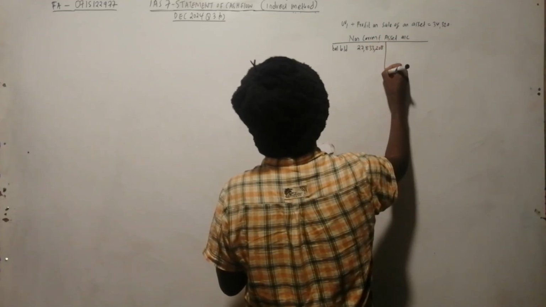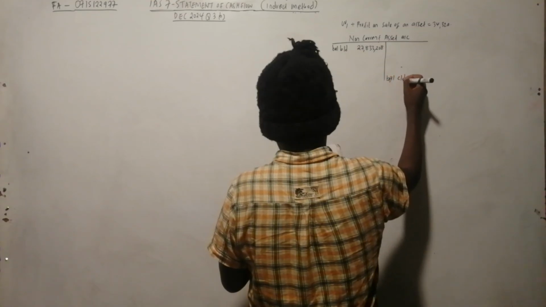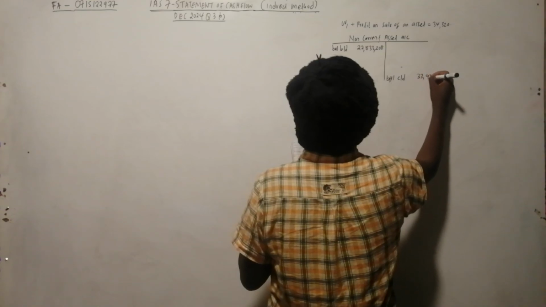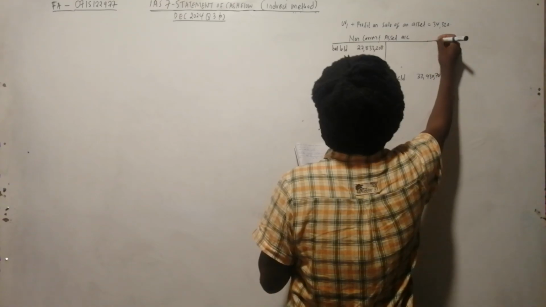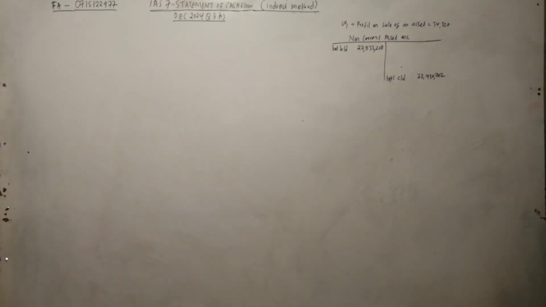27,833,208. Then balance carried down at the end. So at the end, 33,930,702. Now, remember, when you prepare this account, we need to determine if we have an acquisition of any asset.